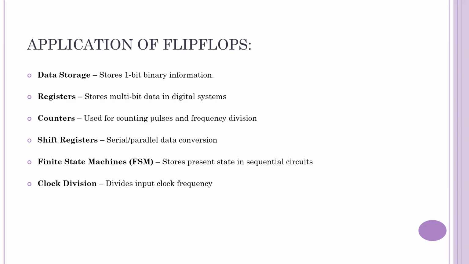First, data storage. A flip-flop stores just one bit, either 0 or 1, but combine millions of them and you build a memory. They are the basic building blocks of registers and memory units. Now, moving to registers. A register is simply a group of flip-flops working together. 8-bit, 16-bit, 32-bit. It's just multiple 1-bit flip-flops combined. That's how CPUs and microcontrollers store and move data internally.